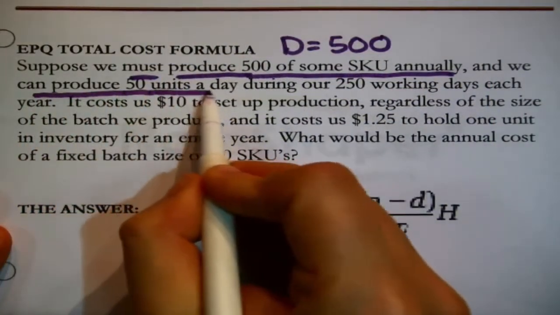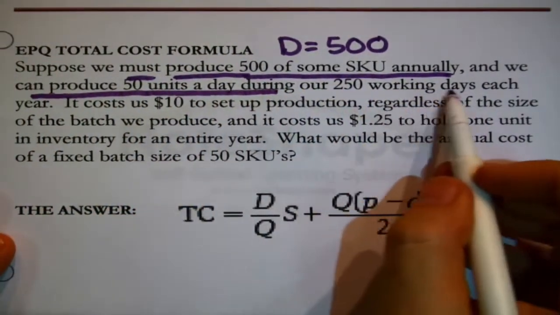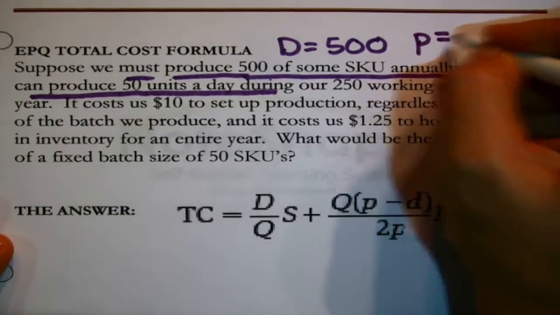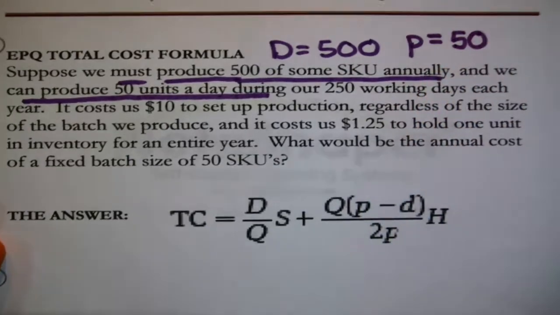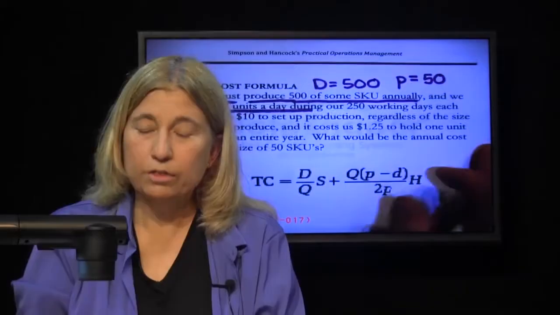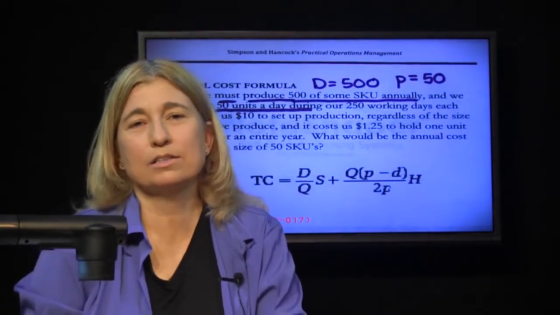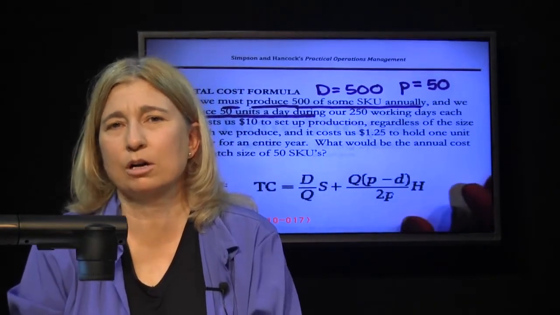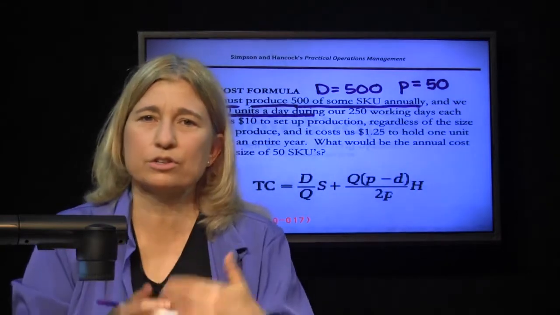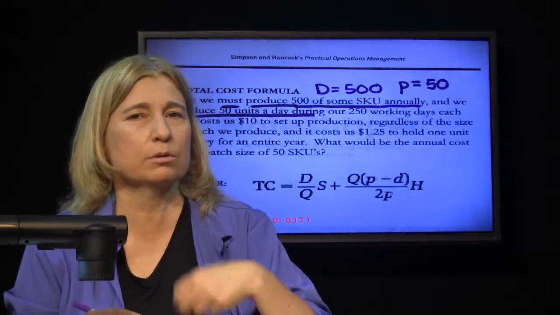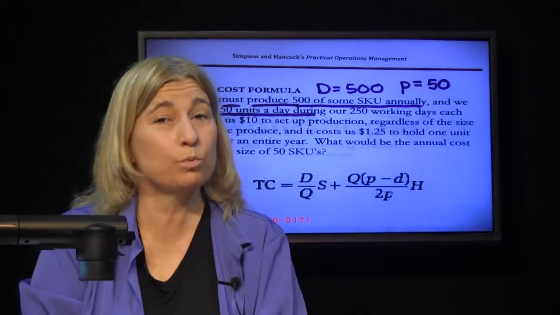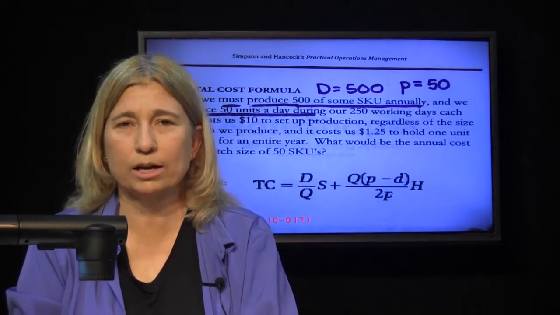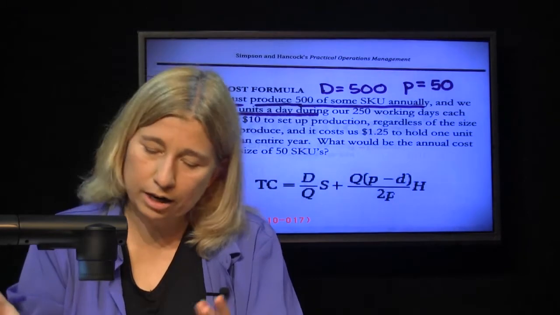And we can produce 50 units a day during our 250 working days each year. Okay, that is lowercase p, the daily production rate. If you're looking at a scenario and it says there's this demand and there's these costs, and they produce at a certain rate, it takes us a certain amount of time to actually make this stuff because we make it ourselves. That's an EPQ scenario. Okay, P is for production. All right, now what else is here?